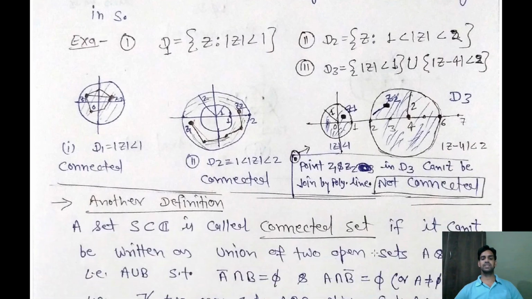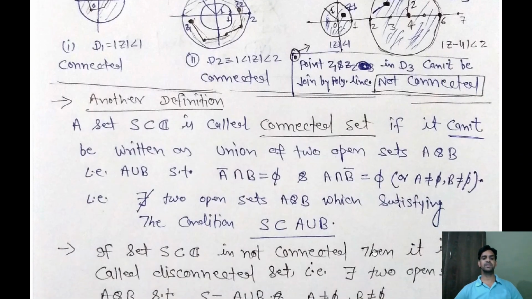There is another definition of connected set in terms of open sets. A subset S of the complex plane is called a connected set if it cannot be written as a union of two open sets. Let A and B be two open sets. We cannot write S as a subset of A union B, where A and B are both non-empty sets, that is, A intersection B complement is empty and A complement intersection B is empty. Another way we can write this definition: there do not exist two open sets A and B which satisfy the condition S subset of A union B.